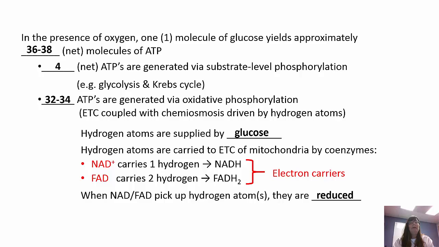The hydrogen atoms are supplied by the glucose, and they're carried to the electron transport chain by mitochondrial enzymes, by coenzymes. So NAD plus carries 1 hydrogen, forming NADH, and FAD carries 2 hydrogen, forming FADH2. So NADH and FADH2 are the electron carriers. They also gain hydrogen. So when they pick up hydrogens, they're gaining electrons and hydrogens, so that means they're being reduced. So the electron carriers are being reduced.